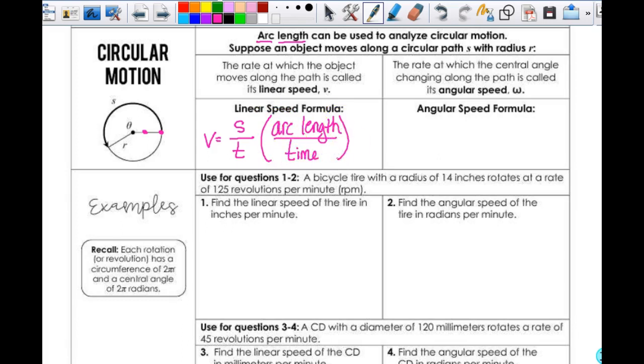All right, so then we have angular speed. It says the rate at which the central angle is changing is called the angular speed. And then this right here looks like a little curvy W. It's actually a Greek letter. Get out your alphabet. Tell me which Greek letter and whether it's capital or lowercase.